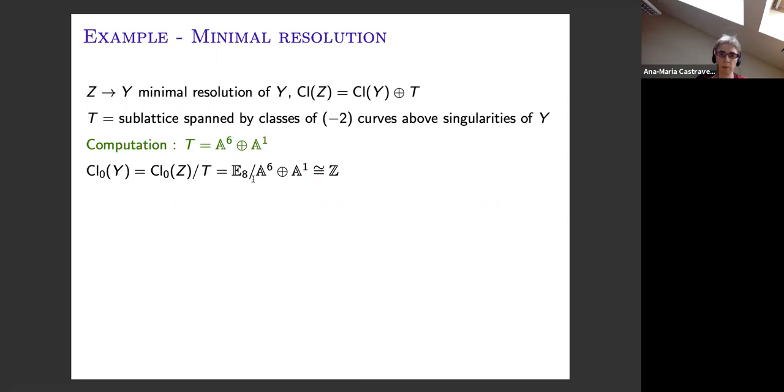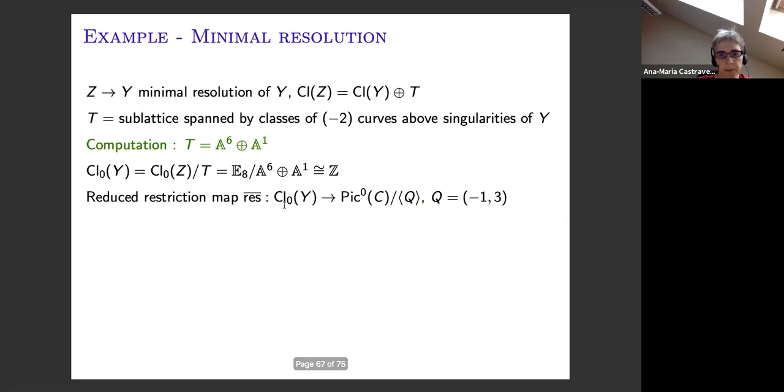So this quotient is actually Z. And so we're looking at this restriction map from CL0 of Y into P0 of C modulo the subgroup generated by this point Q. Okay, this was the restriction of K.